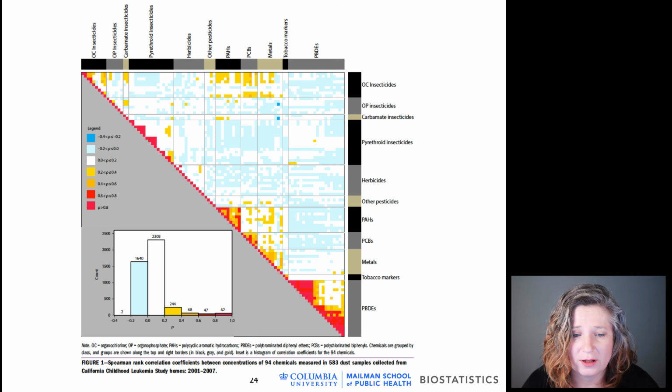So here it is. On this picture, you can see a heat map of correlations between those 94 chemicals. The 94 chemicals are grouped into meaningful groups. The first several correlations are between OC insecticides. The next ones are OP insecticides, and so on. Correlations that were positive have a yellow to red color. Correlations that were negative are in bluish colors.